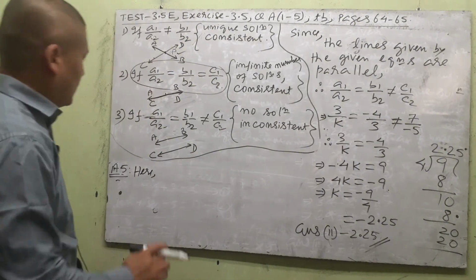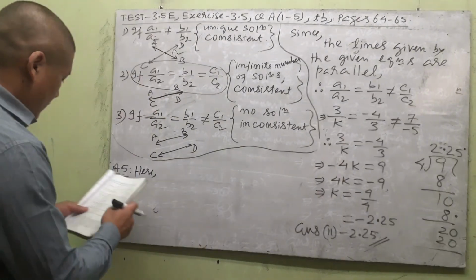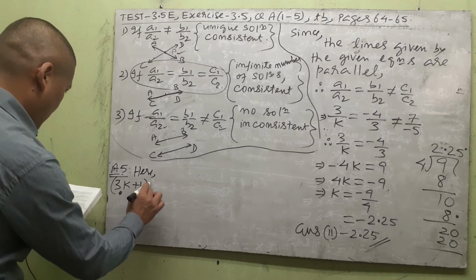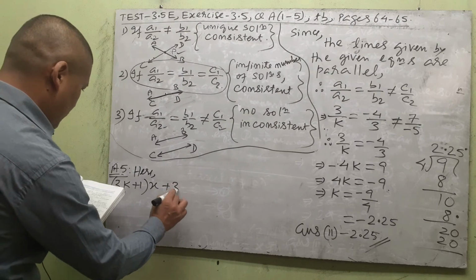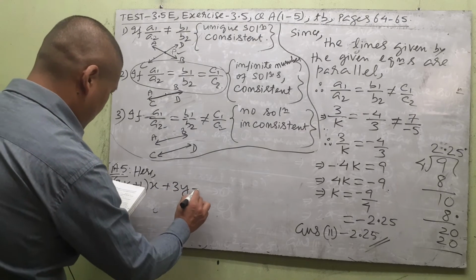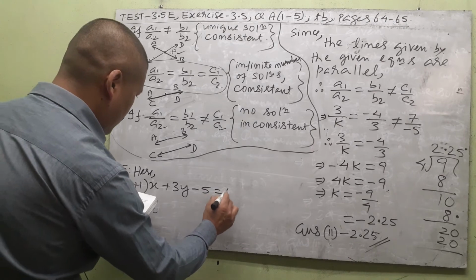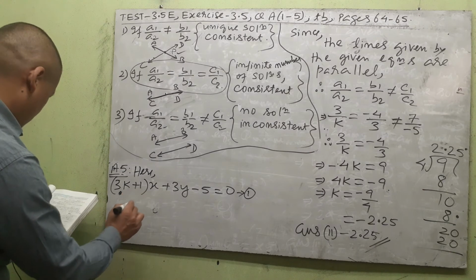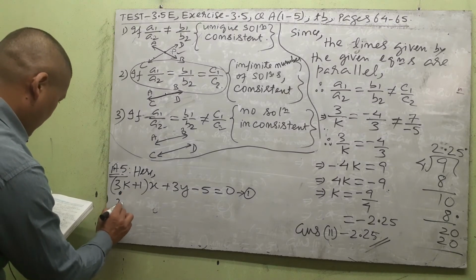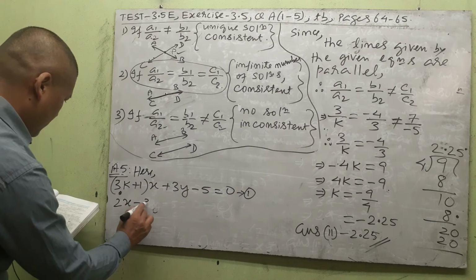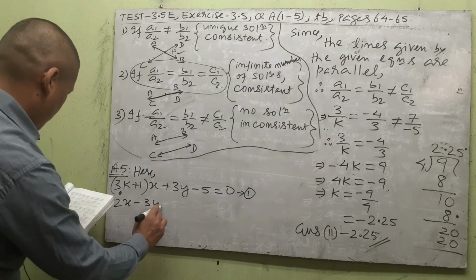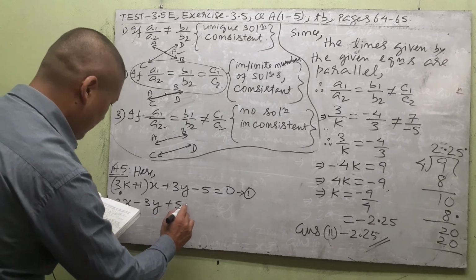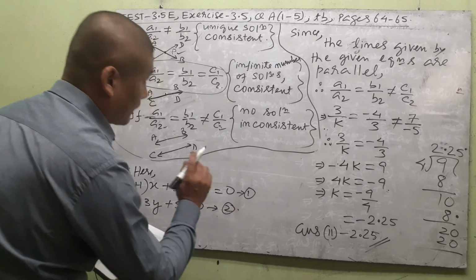Infinite solutions, then the k value is what? So here let's write the equations first. First one, 3k plus 1 into x, this is the x term, plus 3y, this is the y term, minus 5, this is c1 on the left side, equal to 0. Let us put this one as equation 1. Then the next one is 2x, that is the x term in first place, so that's fine, minus 3y, y term in second place, that's fine, plus 5, that's c2 on the left side, so that's also fine, equal to 0. This is equation 2.